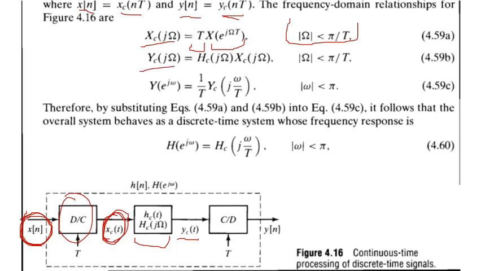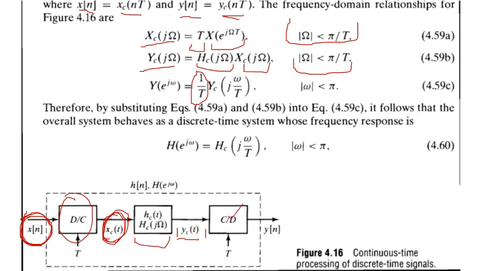So this is the output in frequency domain: it is equal to the frequency response of the continuous-time system multiplied by the spectrum of xc of t, again with the same limits. Now finally, in C to D, we know that whenever we do sampling we get a gain of 1 by T. So 1 by T is because of C to D.